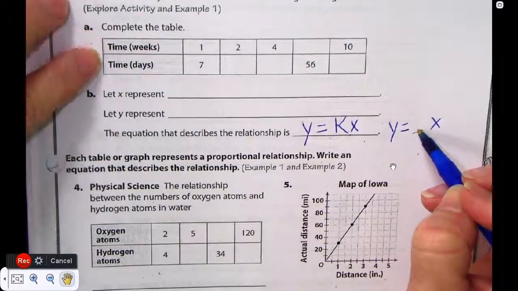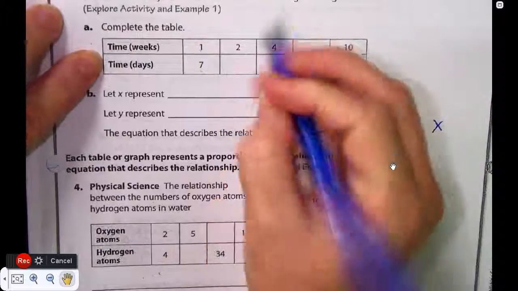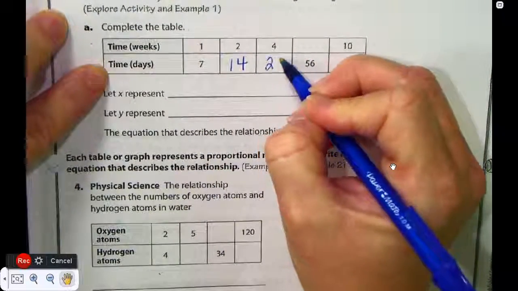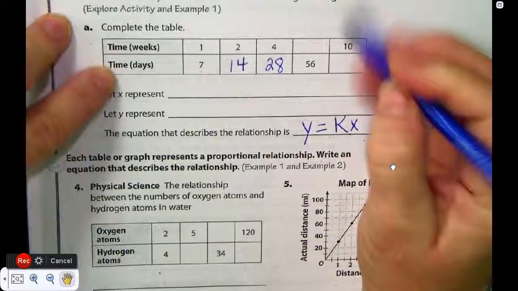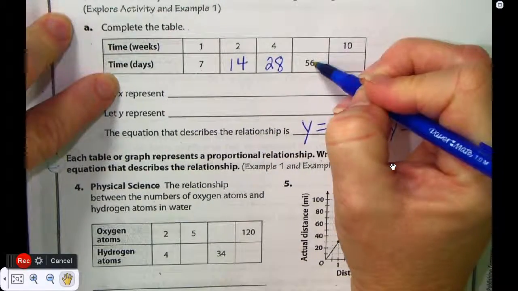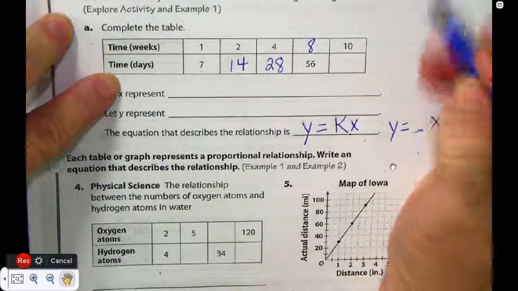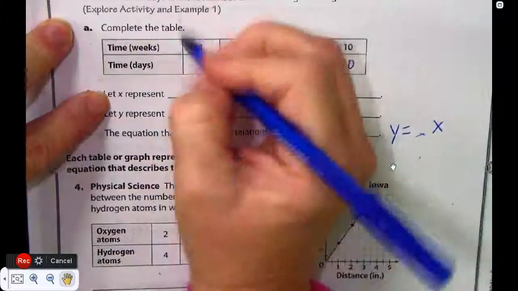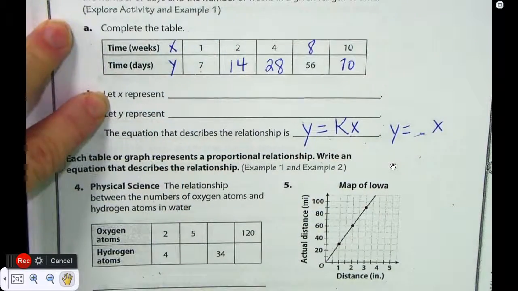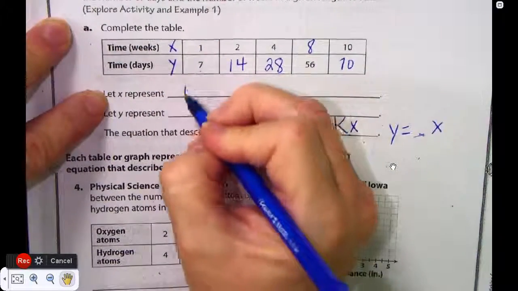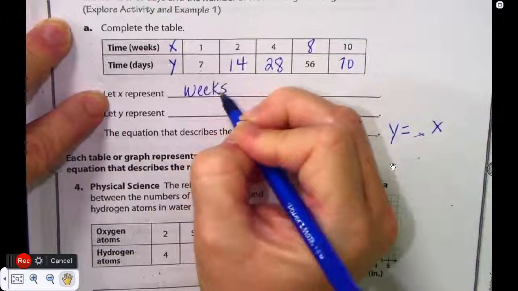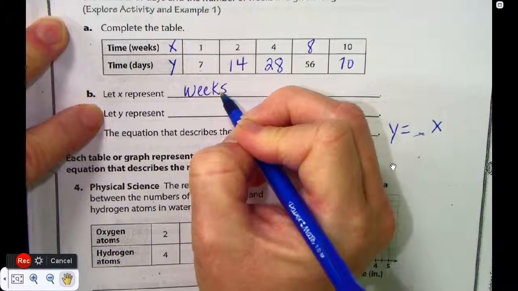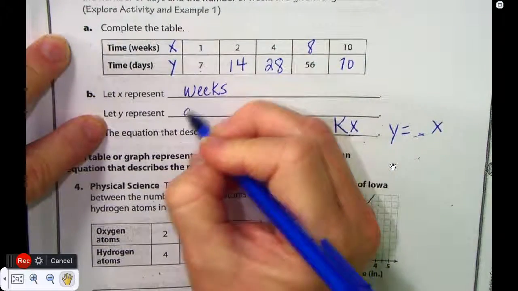So I'm trying to go find K. I come up to my table. 1 is 7. What's 2? 4 is 28. 56 days is 8. And 10 is good job. So X is the week. They're both time, people. So X is the weeks and Y is the days.